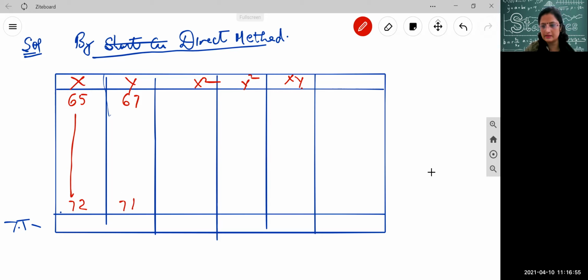65 square is 4225, right? 68 square is 434. So you will do all the squares and ultimately I'm writing the last one 5814, right? Similarly, you will do the squares of 4489.